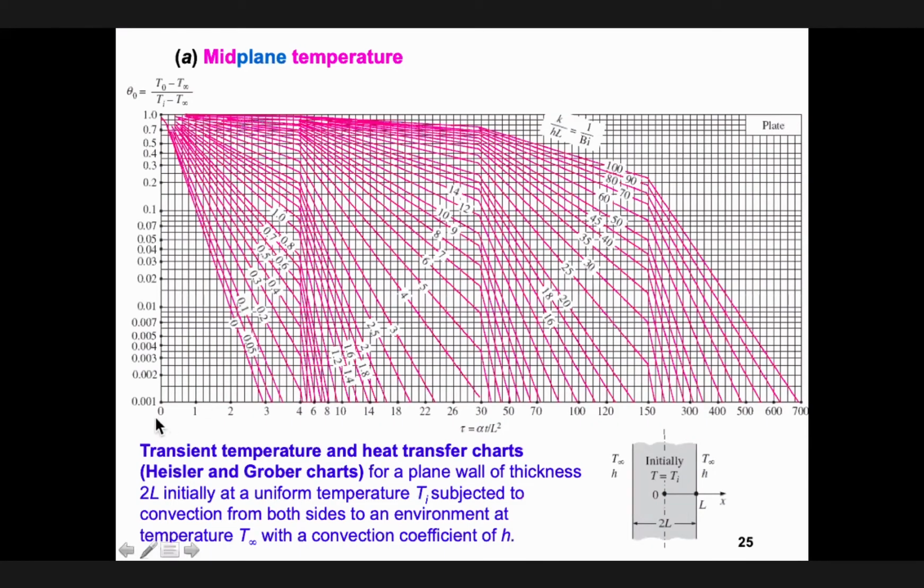Again, look at this graph. The x direction gives you the Fourier number. In the Fourier number, alpha is a physical property of the material, t is the time after 5 minutes, 2 hours, and so on, and L is the thickness.